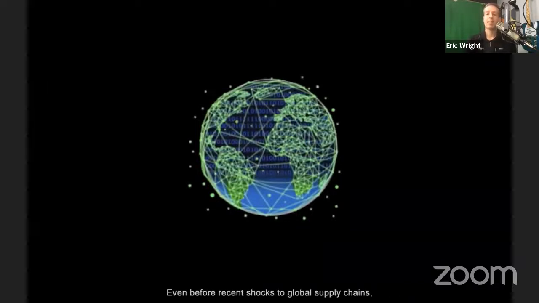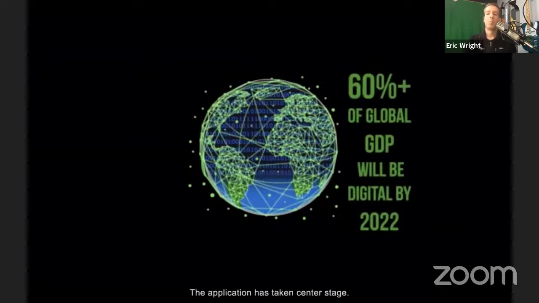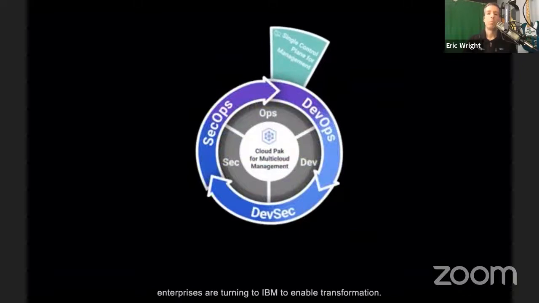Even before recent shocks to global supply chains, more and more businesses relied on digital interactions. Indeed, analysts predicted that over 60% of all global GDP would be digital by 2022. The application has taken center stage. To meet the demands of this new digital world, enterprises are turning to IBM to enable transformation.